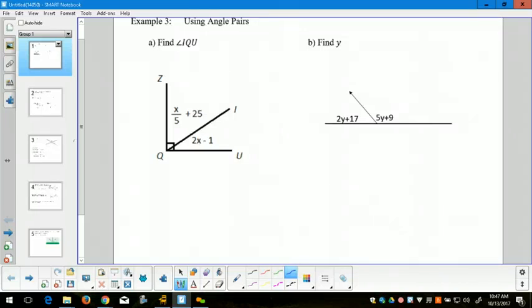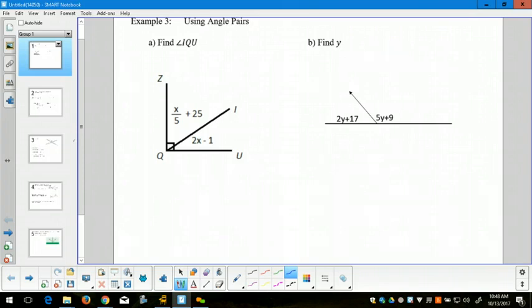Nobody? There's got to be somebody else. What was the question? Catherine. You could do, find IQU, you could do 90 minus x over 5 plus 25 equals 2x minus 1. I could do that. I could do subtraction. Yes, that is a relationship. And if I had numbers, I would totally do that. But because I have variables, I prefer to avoid subtraction if I can.